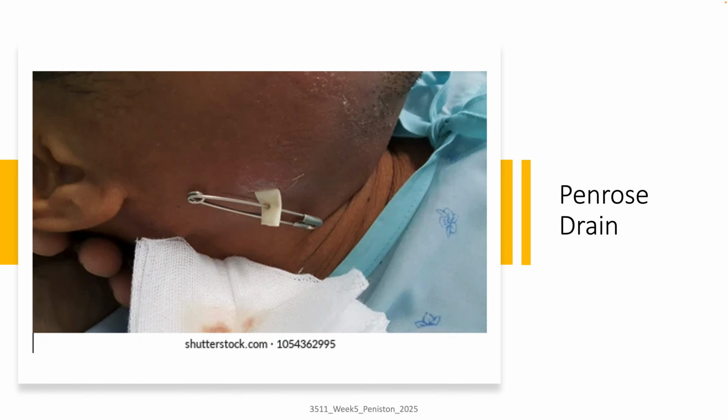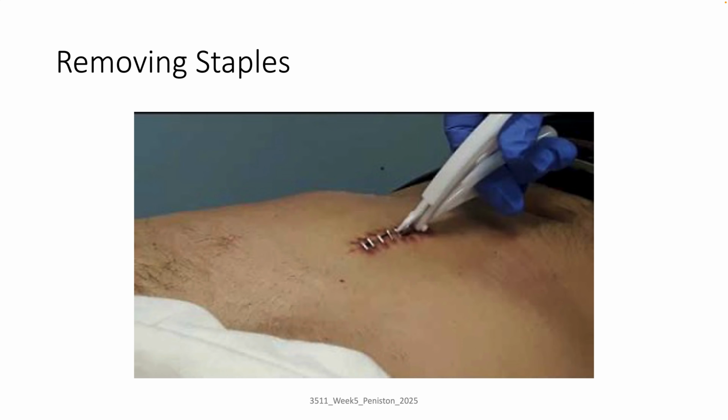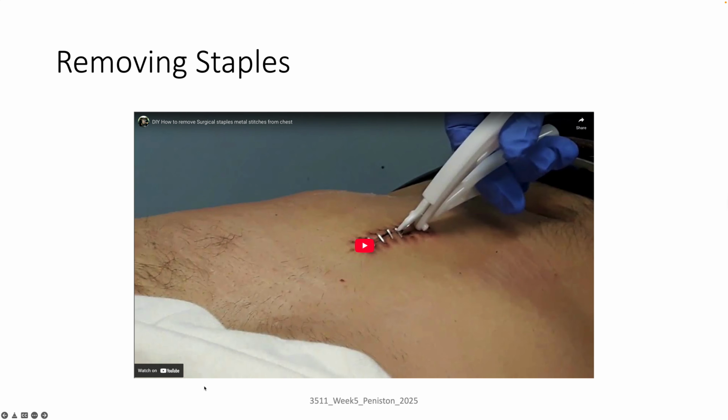So this is just a picture of a Penrose drain. You can see this is coming out of the jaw, and oftentimes this will be removed by the surgeon, but your job would just be to clean around it. So next we're going to look at staple removal.